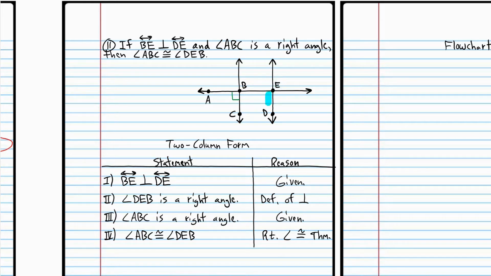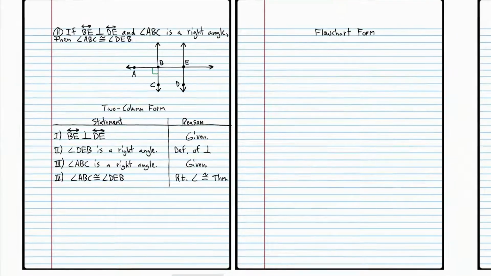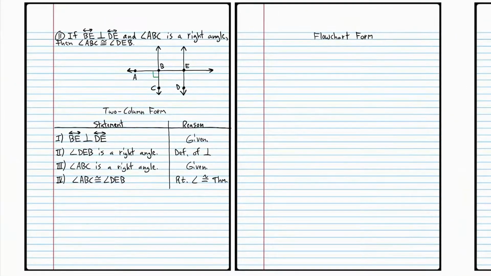Now, if this angle is a right angle, and we also know that this angle is a right angle, then they must be congruent by the right angle congruence theorem. Remember, there's that theorem that is so obvious, it's hard to believe that mathematicians actually stated, but if two angles are both right angles, they must be congruent. That's the right angle congruence theorem. So now try to convert that 2-column form into flowchart form, and when you come back, we'll do it together.